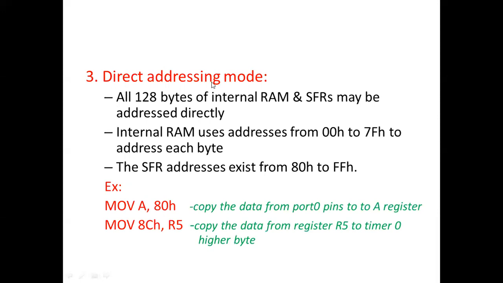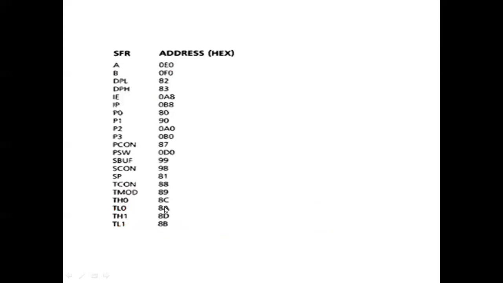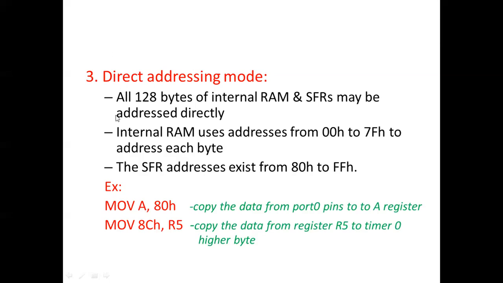In this addressing mode, all the 128 bytes of internal RAM as well as the special function registers may be addressed directly. That is why it is called direct addressing mode, as direct addresses are used in the instructions. For example, you can see here MOV A, 80H. As I have shown you, 80 represents the address of port P0, which is a special function register. Just like that, the SFRs may be addressed directly. That is why direct addresses are used and why it is called direct addressing mode.